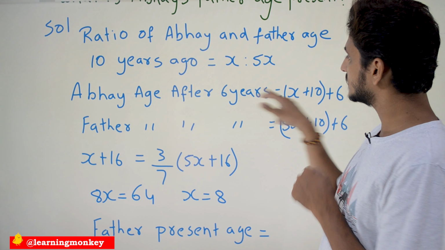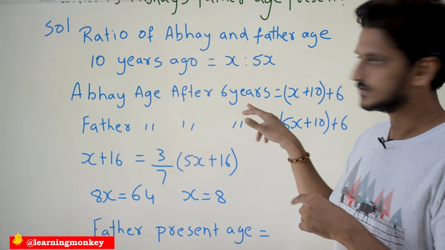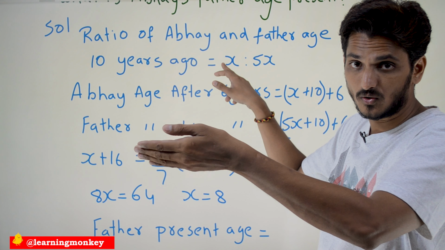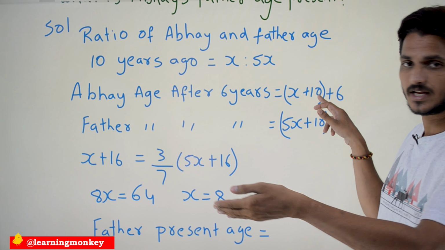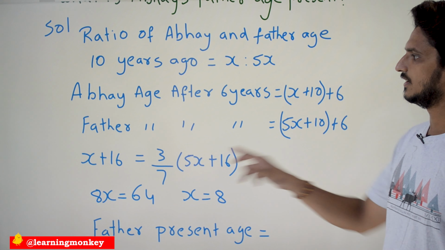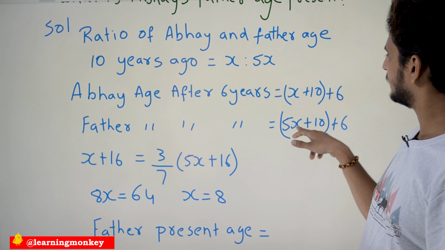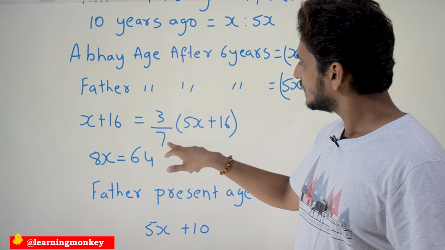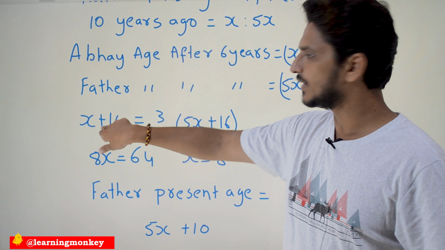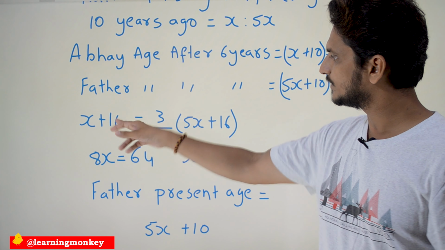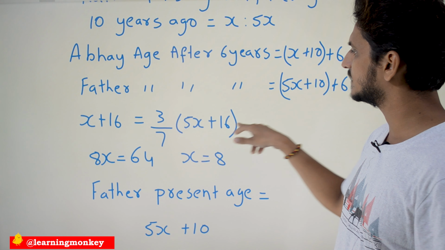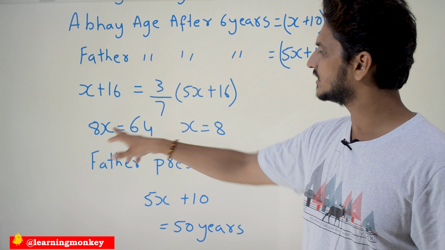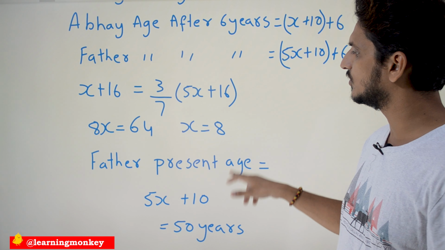Abhay is after 6 years. So this x is 10 years ago. So that's why x plus 10 plus 6. Father's age after 6 years is 5x plus 10 plus 6. It was given that Abhay's age is 3/7 of the father's age. So x plus 16 is equal to 3/7 of 5x plus 16. If you solve this equation, 8x is equal to 64, x is equal to 8.